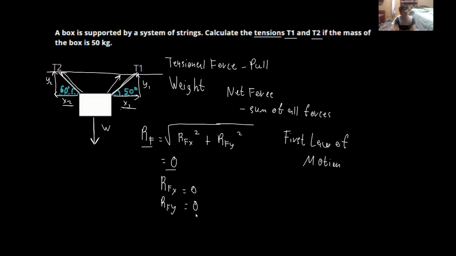And dito rin sa y, which is vertical component, ano yung mga vertical component natin? Ito, yung vertical component ng tension 1, vertical component tension 2, at syempre, yung timbang kasi vertically downward, pero vertically oriented siya, okay, will remain at 0. Okay, ulitin ko, resultant force will be 0, then yung x component at yung y component niya, 0.